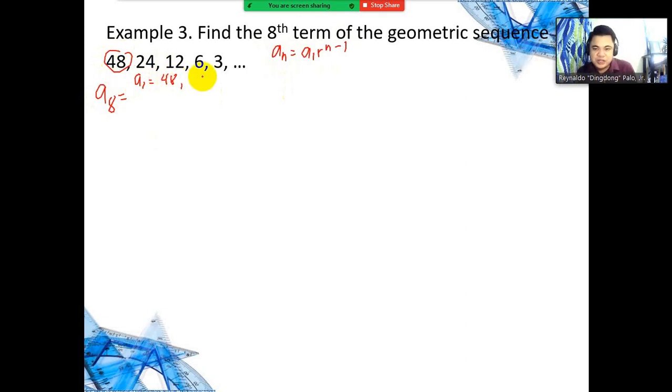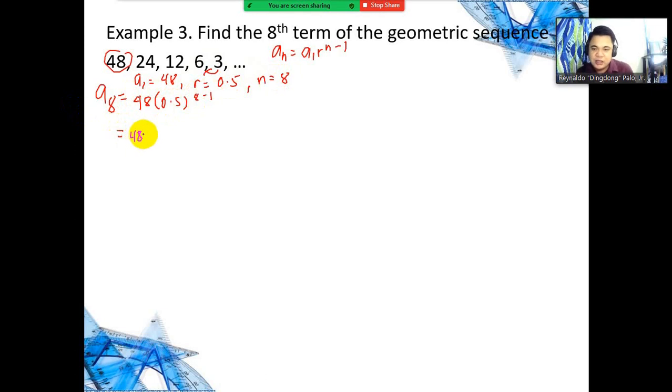So your common ratio, divide 3 divided by 6, or 6 divided by 12, it's up to you. It's 0.5, or 1/2 if you want. Next, n, we are looking for a sub 8, therefore your n is 8. Now we can substitute to the formula. So 48 is the first term times the common ratio, 0.5 raised to the power of 8 minus 1.